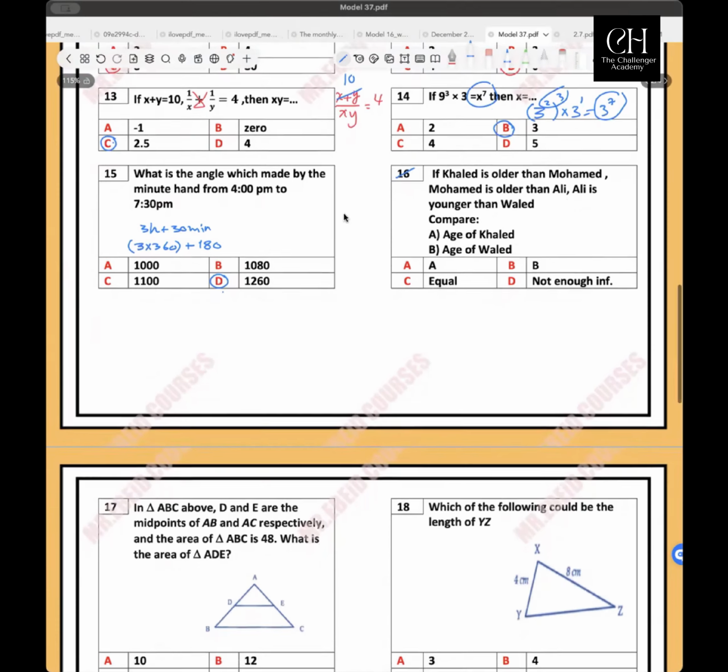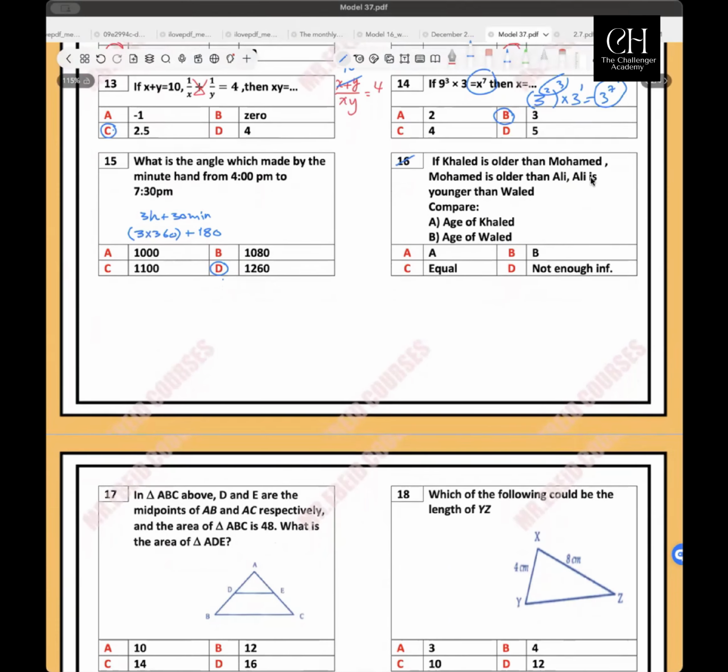Let's move to question 16. If Khalid is older than Muhammad, Muhammad is older than Ali, and Ali is younger than Walid, compare between the age of Khalid and the age of Walid. Now we have the age of Khalid is greater than the age of Muhammad, and Muhammad is older than Ali.